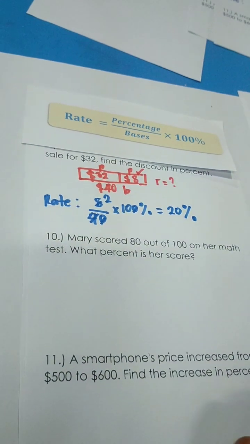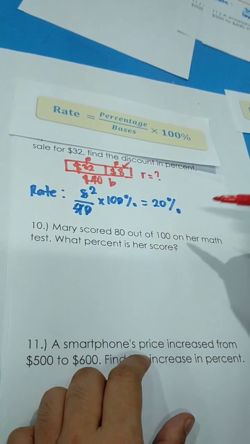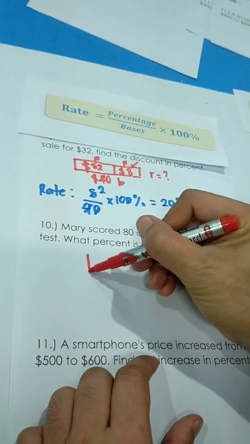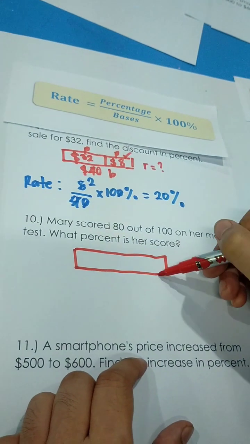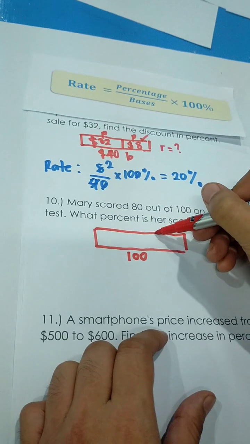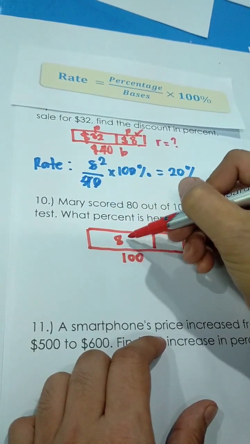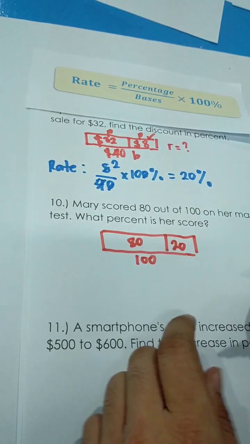Number 10. Mary scored 80 out of 100 in her math test. Let's use the bar again. The total score is 100. Her score is only 80. So 20 points she missed.